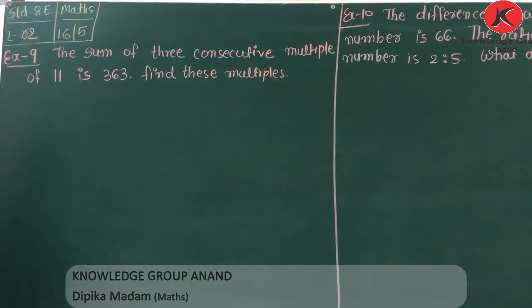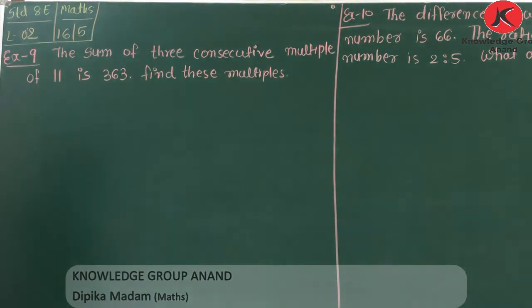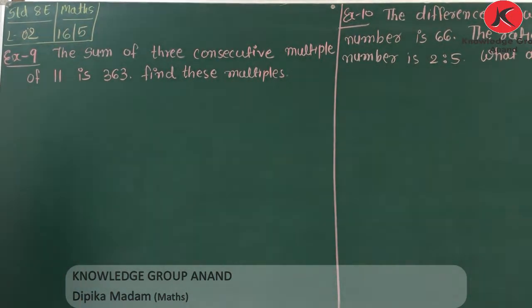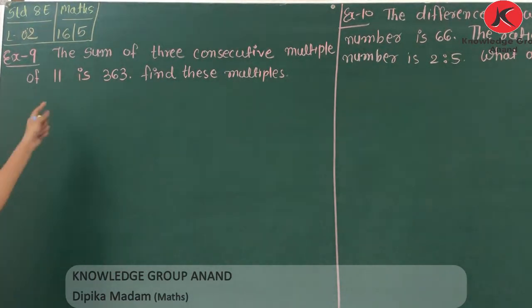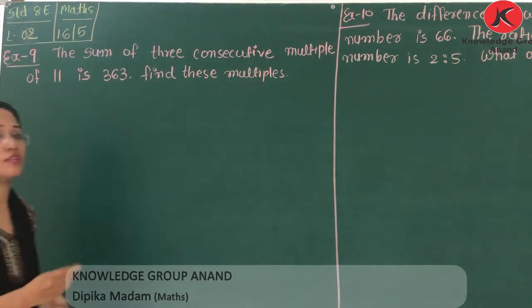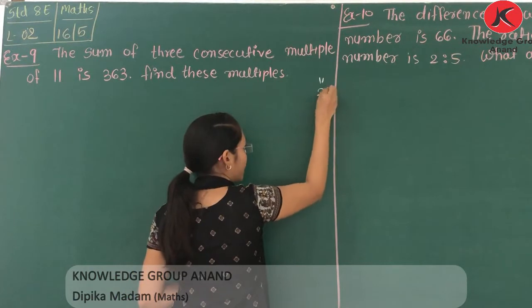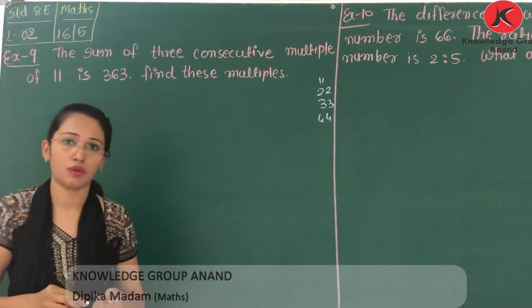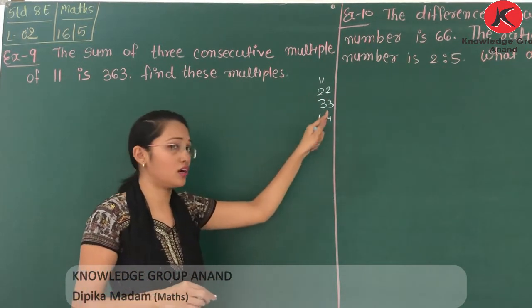Example 9. The sum of 3 consecutive multiples of 11 is 363. Find these multiples. Now you learned in the 6th standard what a multiple is. Multiple means what comes in a table. So which are the multiples of 11? You can write 11, 22, 33, 44. These are called multiples of 11 because 11 times 1 is 11, 11 times 2 is 22, 11 times 3 is 33.